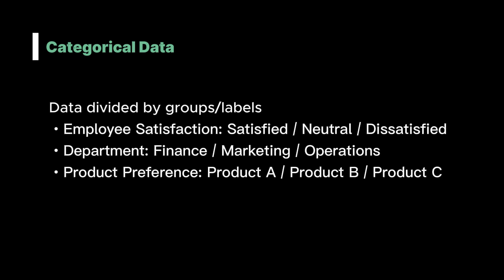Product preference is categorized as product A or product B or product C. The key here isn't a number. It's which group or bucket the data point falls into. We see this all the time in customer feedback, HR satisfaction surveys, and campaign responses.